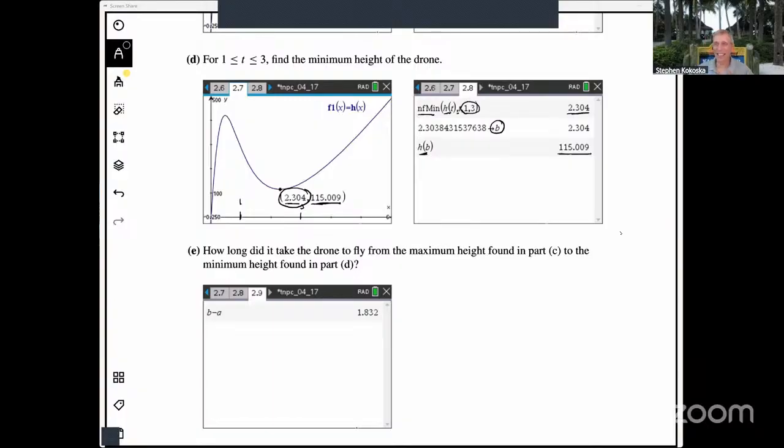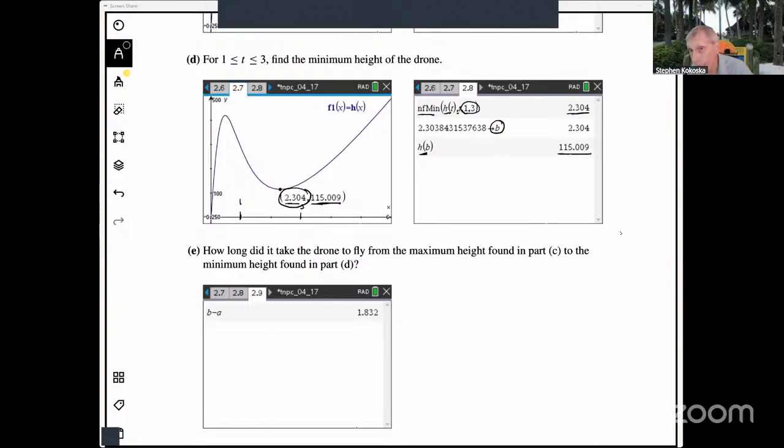This is, I think, Vicky, a typical sort of question: find the time at which it hits its maximum height, find the time at which it reaches its minimum height, and find the difference between those two values. That would be a really cool multiple choice question. I found the difference between those two values. It's 1.832, and I think we were in hours. And that might be a neat question that you would see on the multiple choice portion of the exam.